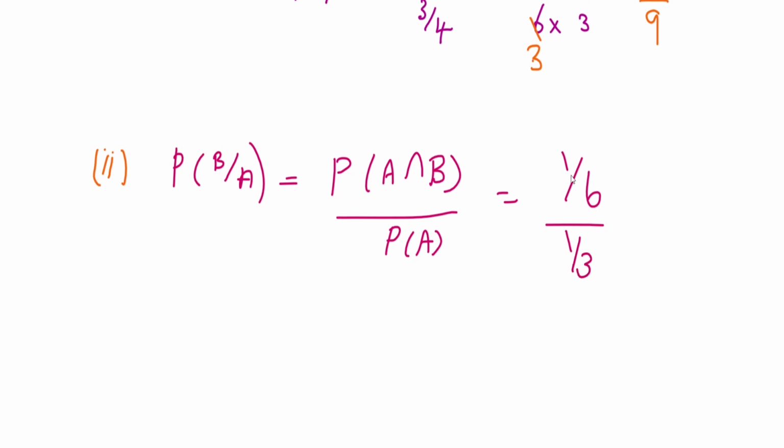Now simplify this value. In the numerator this 6 goes to the denominator and this 3 goes to the numerator. So 3 by 6, which is equal to 1/2. So the second part answer is 1/2. Thank you.